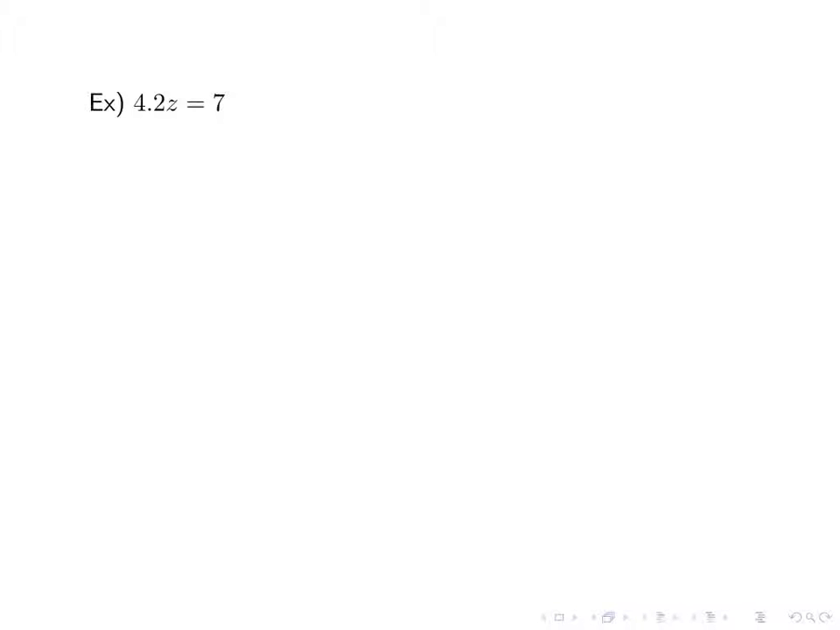What we want to do is get rid of the 4.2. So we know that 4.2 divided by 4.2 is 1. So we divide both sides by 4.2, or again, multiply both sides by 1 over 4.2. It's the same thing, so it doesn't matter how you write it. On the left, you get z, the 4.2's cancel. And on the right, if you simplify it, you'll get 5 over 3.